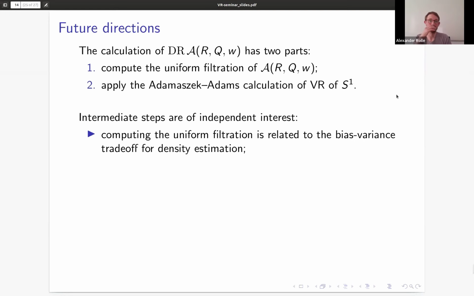So let me just say that thinking about further work, I think there are many interesting future calculations you could think about doing from here. But the main point I want to make now is that some of these intermediate steps or partial calculations are already extremely interesting. So the uniform filtration is, I'd say, related to the bias-variance trade-off for density estimation. One of the things you might ask is how the way of measuring density that we're employing here is related to the classical topic in statistics of density estimation. And there's a very close relationship.